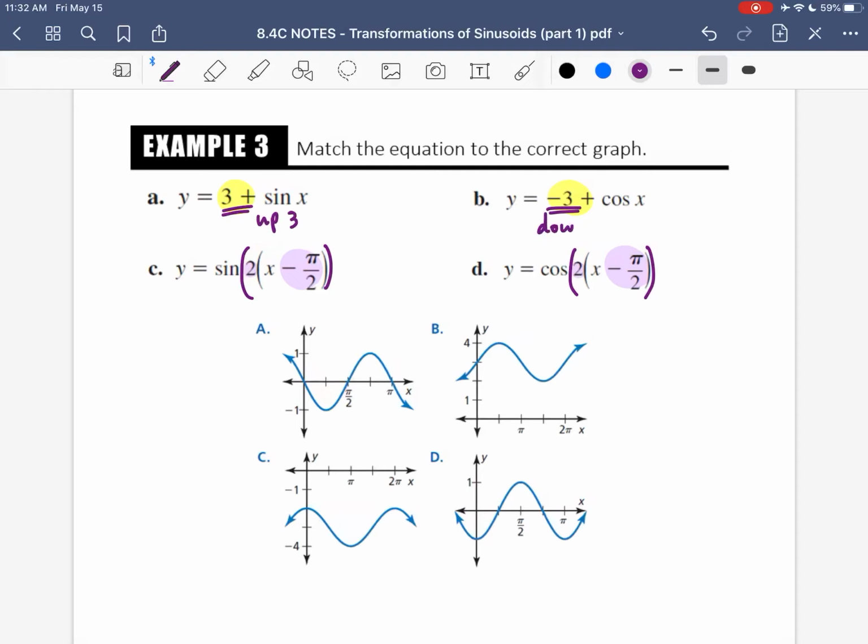Okay, so let's look at these that are being shifted vertically first. So this one should be shifted up 3. This one's going down 3. So these should be pretty easy to pick out. You can see this one right here. This one's been shifted up 3. Notice the middle line is at 3 now. So this is B.